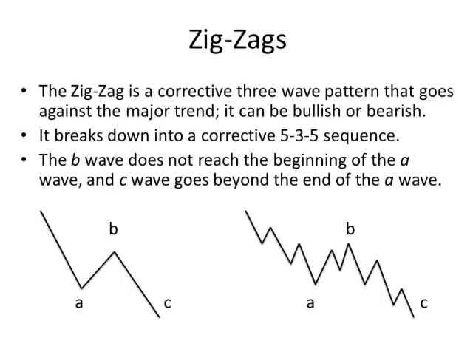Zigzags. This is the first of the 3 corrective wave patterns we will look at. They're called zigzags. This is a wave pattern that goes against the major trend. Again, all the corrective waves are going to be ones that go against the major trend. It can be a bullish or bearish pattern.